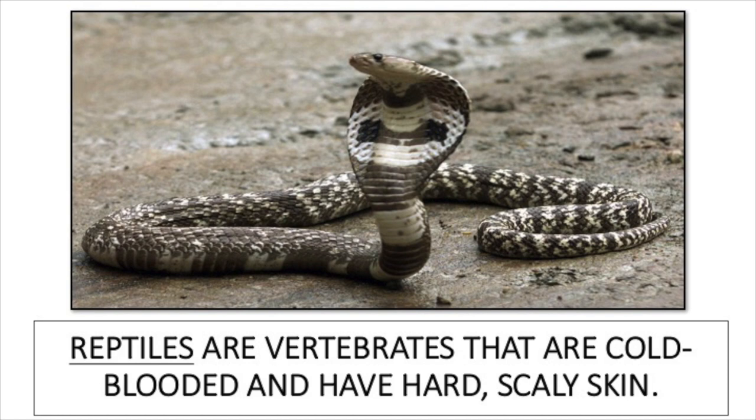Next one, reptiles. Reptiles are vertebrates that are cold-blooded and have hard, scaly skin. Yes. What type of reptile can we see here? Snake. Anybody know what type of snake? Cobra. This is what we call a king cobra. Notice here on the snake, notice this part, the hood. This makes it one of the most dangerous snakes, a king cobra. You don't want this type of snake to bite you. But all snakes have a backbone, so therefore they are vertebrates.